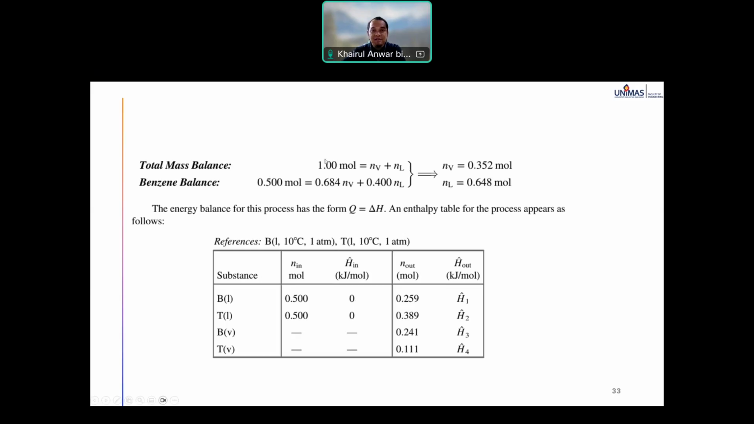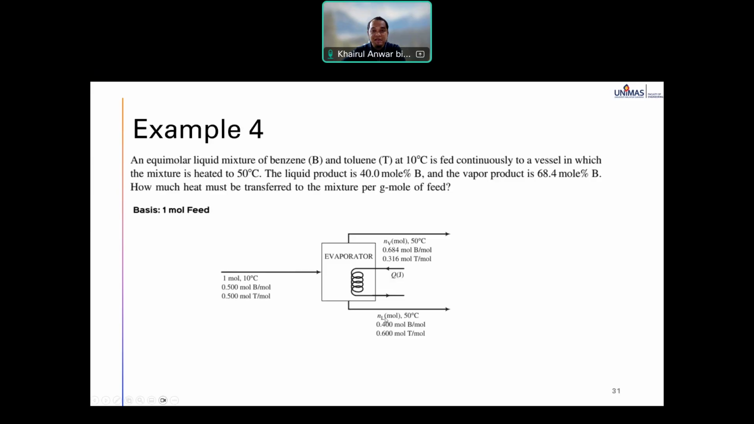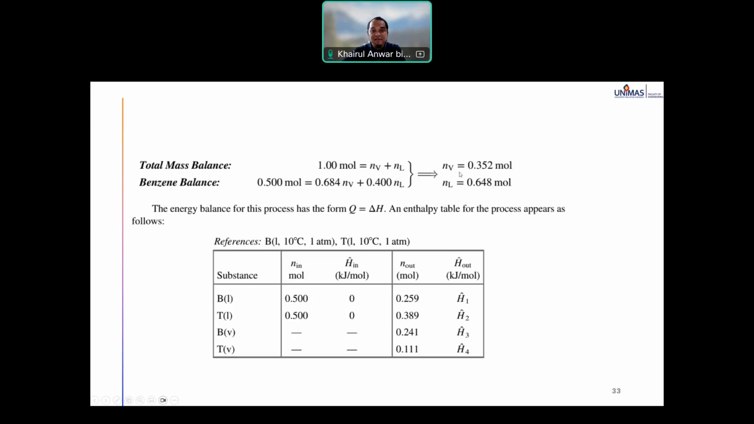Do the mass balance. This is the total mass balance: 1 mole in, NV plus NL out. Then this is the mole balance for benzene. You can also use toluene, no problem. It's the same, but choose one only. Then NV and NL is this. Don't forget to write the reference. This is the reference.